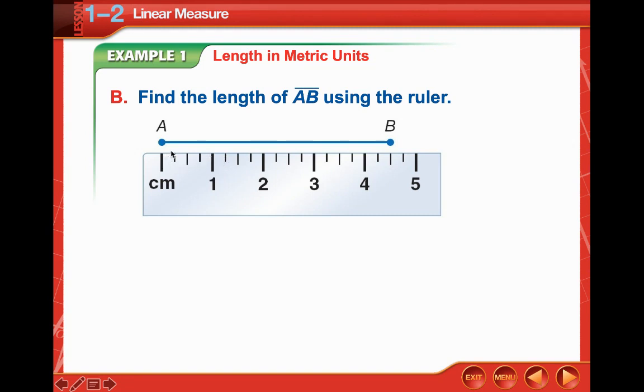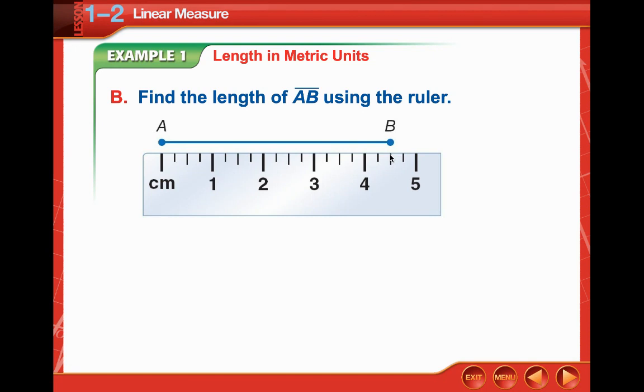So as we can see, we're looking at A to B. All right, so it goes 1 centimeter, 2 centimeters, 3 centimeters, 4 centimeters, and then we've got these quarters. So there's 4 1/4, 4 2/4. All right, but remember, 2/4 is the same thing as 1/2.